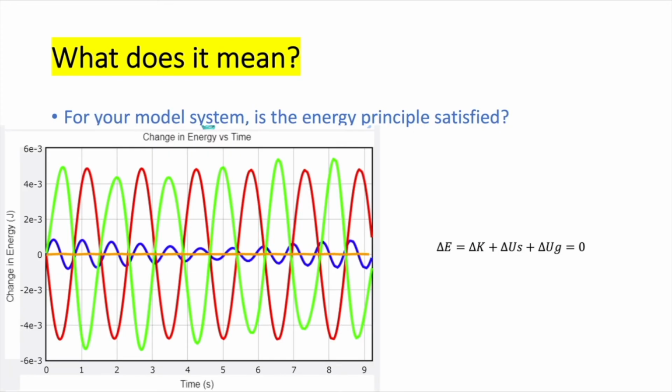So for my model, is the energy principle satisfied? And the answer is yes, because the energy principle basically implies that the energy of the system is equal to the energy of the surroundings. And because there's no surroundings, there's no work. Hence, the surroundings have no interaction with the system, so the change in energy should be zero, as it is demonstrated by the orange line in the graph.